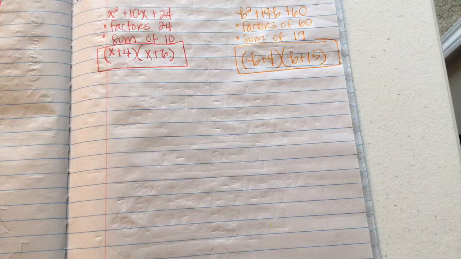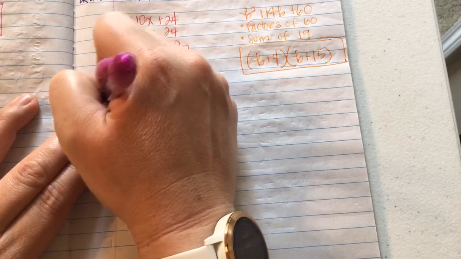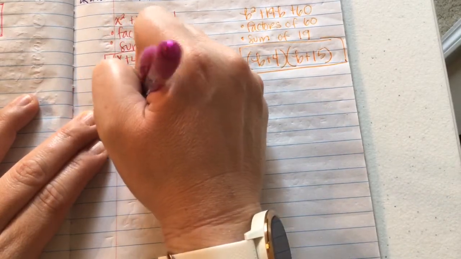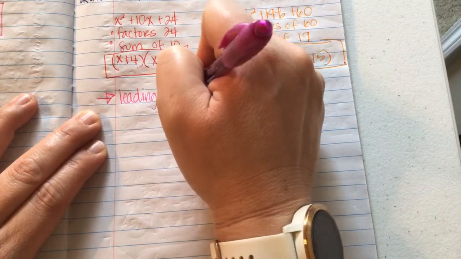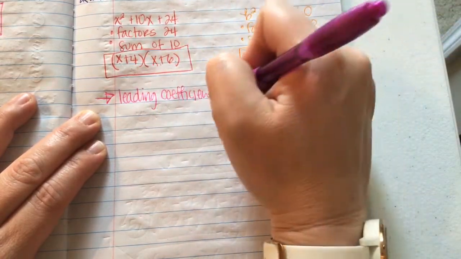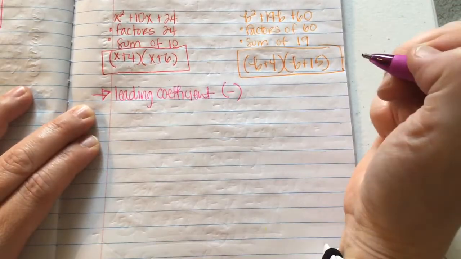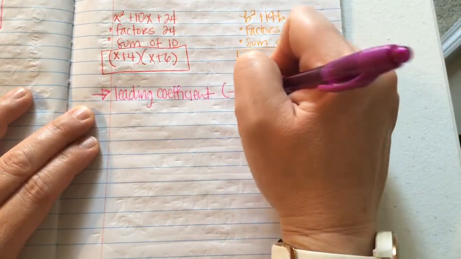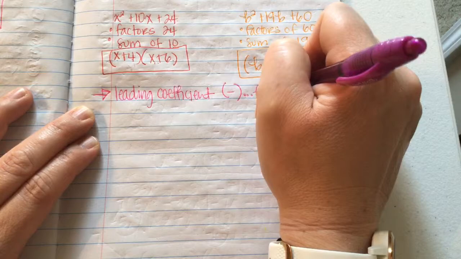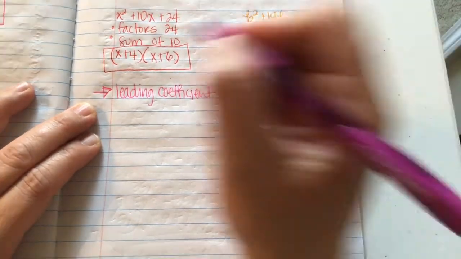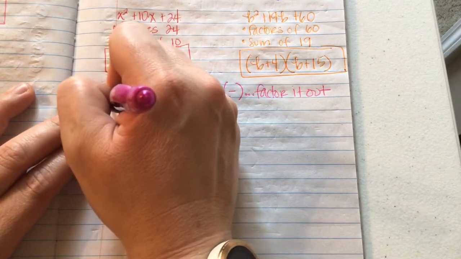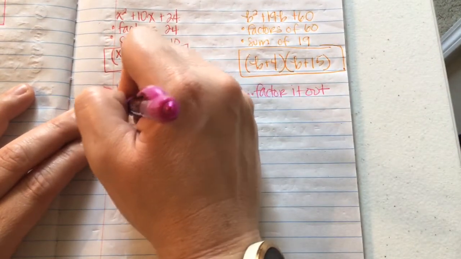So again, you have to have a leading coefficient that's 1. So sometimes the leading coefficient is negative, right? We've encountered that before. You need to factor it out. And sometimes there might be a GCF.